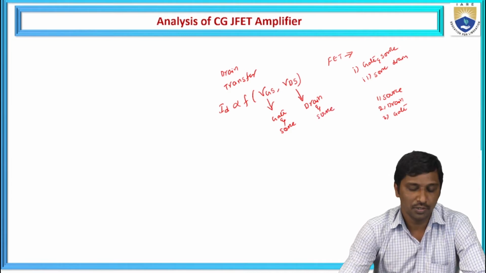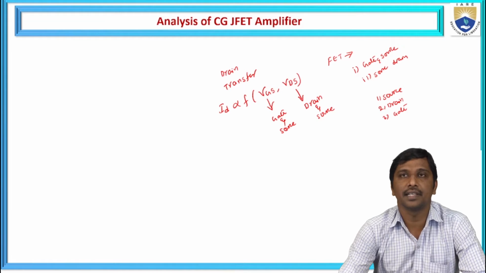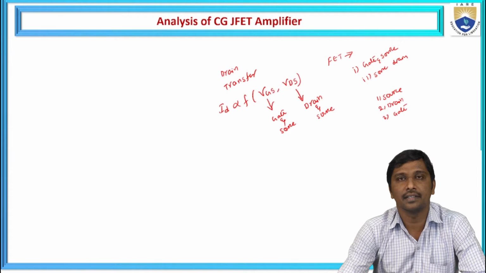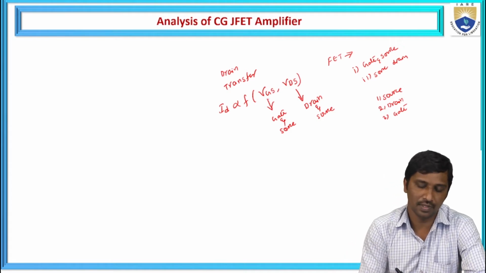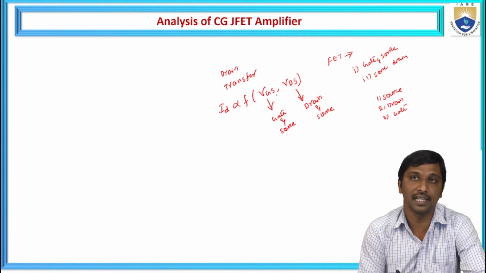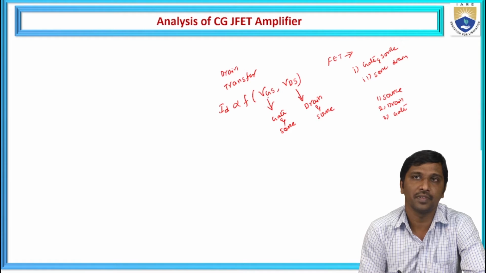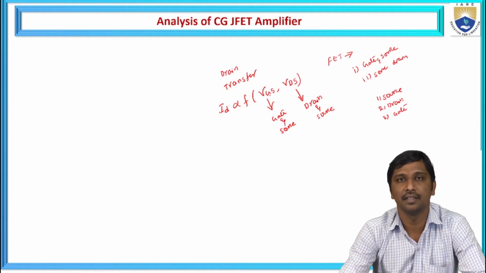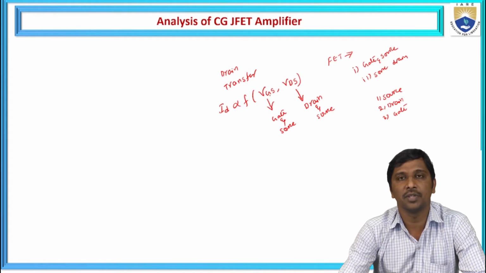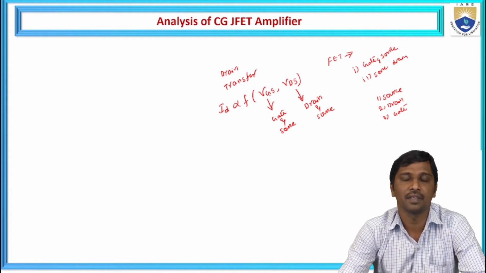From these two characteristics, drain as well as transfer characteristics, we identify how the drain current is generated and how the drain current is controlled with respect to these two potentials. Hence, the FET is called the field effect transistor. Now coming to the point of where we are going to utilize FETs: in most applications, we utilize the FET as an amplifier.